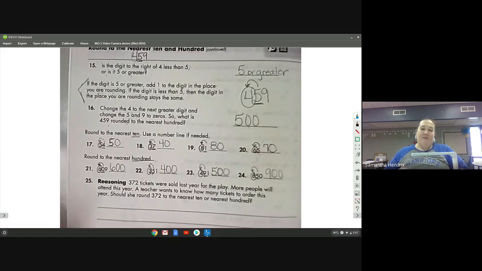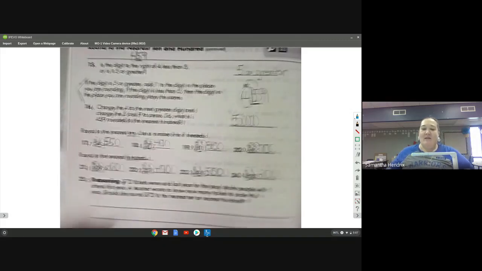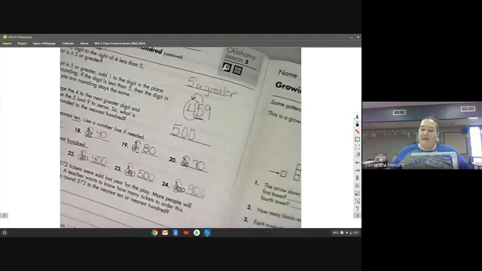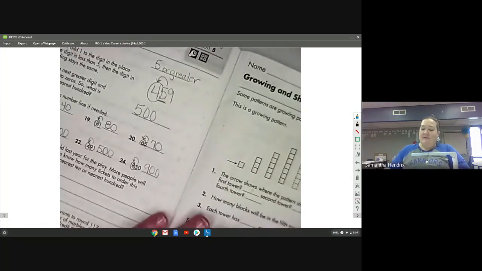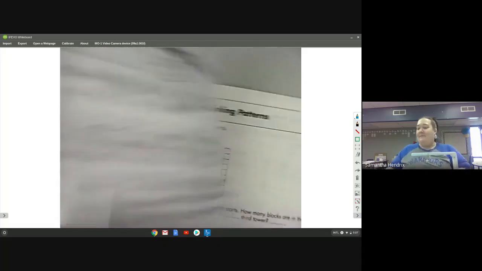That's it. You don't have to do 25 or 26. Okay? You have an assignment on Seesaw that you need to go do for rounding practice. And then tomorrow you need this book for lesson 6. Okay? Good job.